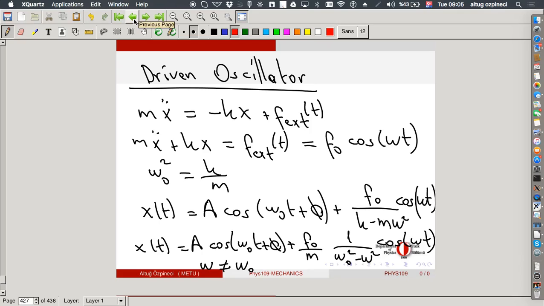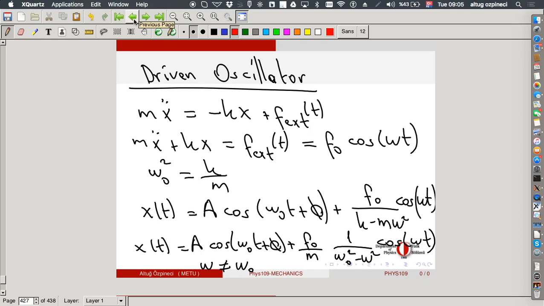Okay, this one. I cannot understand what it does imply. Okay, so one thing is to check that this indeed satisfies this equation. So you can just put this over here and this is what you would get. Now what are these terms? So this term is basically the undriven oscillator.